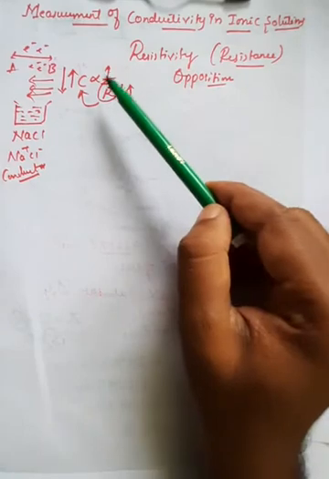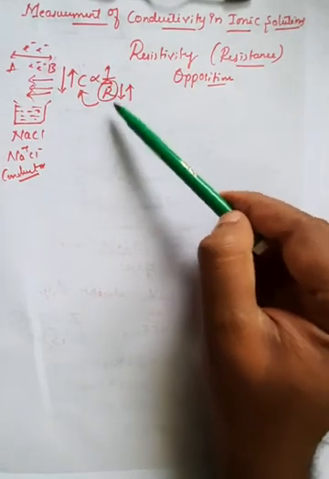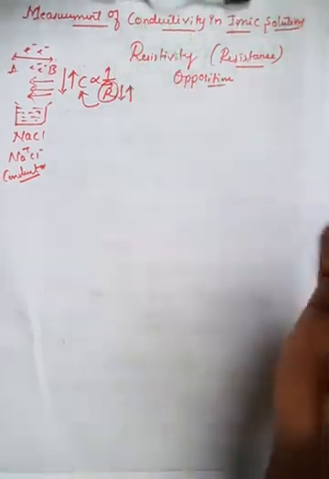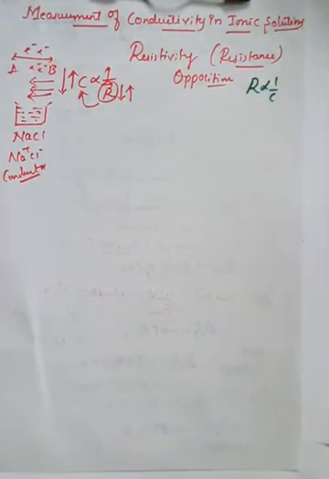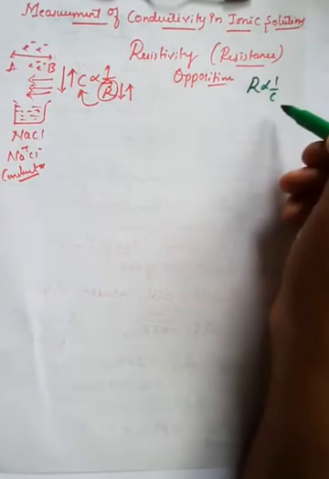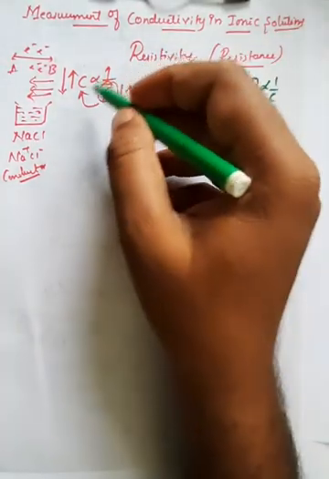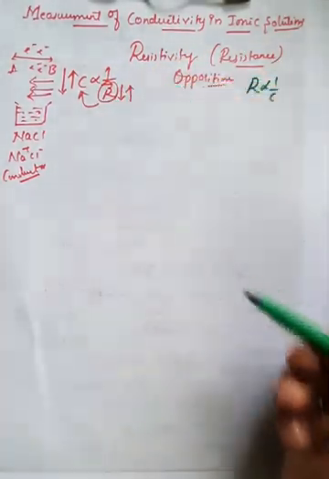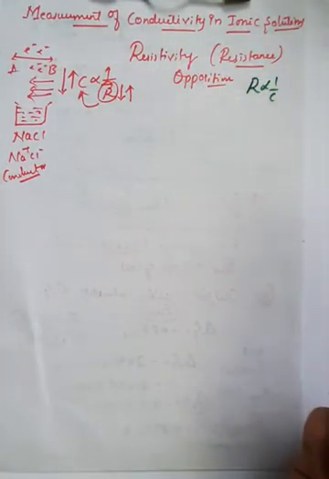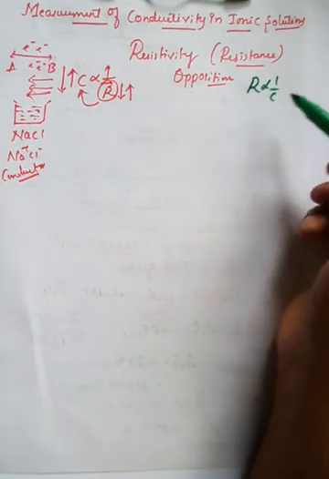Further, once you get the R value and invert it, R is inversely proportional to C, or R is directly proportional to 1 by C, or you can call it C is directly proportional to 1 by R. You can call it R is inversely proportional to C, or C is inversely proportional to R. Both are correct, right? So you can use this method for the calculation of conductivity of the ionic solution.